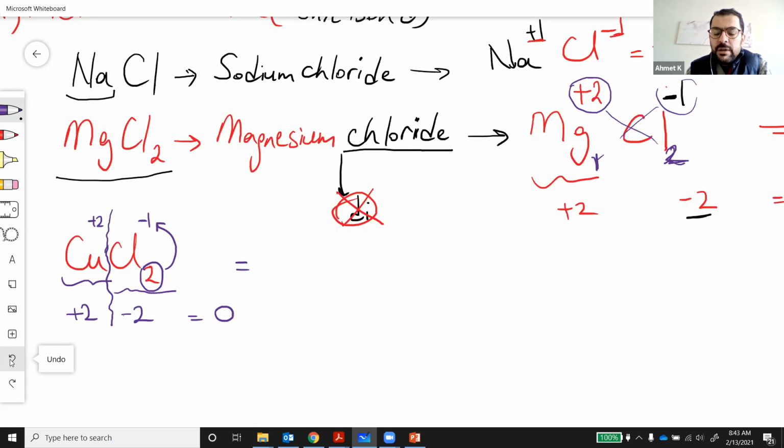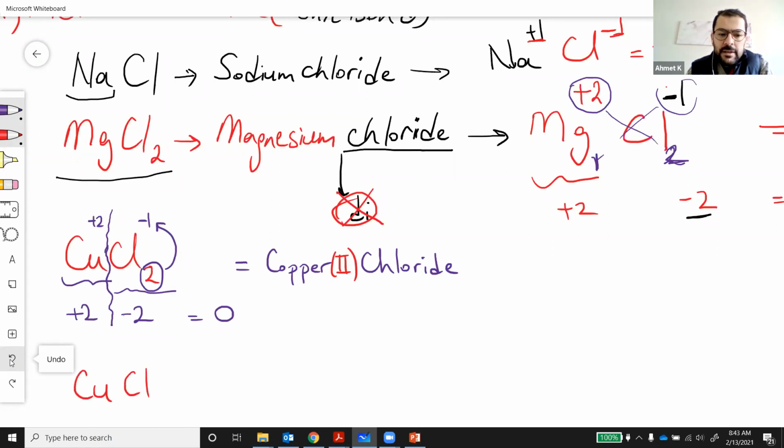Therefore, whenever we write this molecule, we don't say copper chloride. We must tell what the charge of copper is. The charge is 2, and I use Latin numerals like that, so it's copper 2 chloride. The reason is this: if you look at this one, this is again a real molecule, guys. This is a real compound, copper 2 chloride, and this is a real molecule, copper chloride 2.